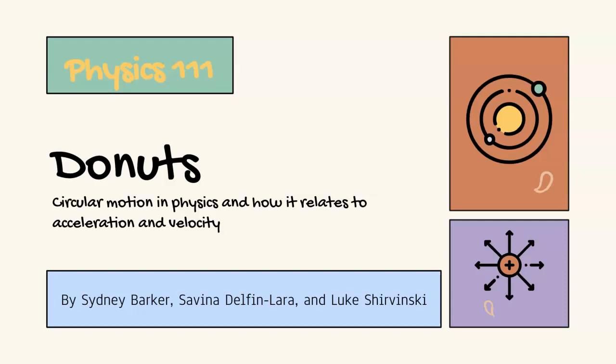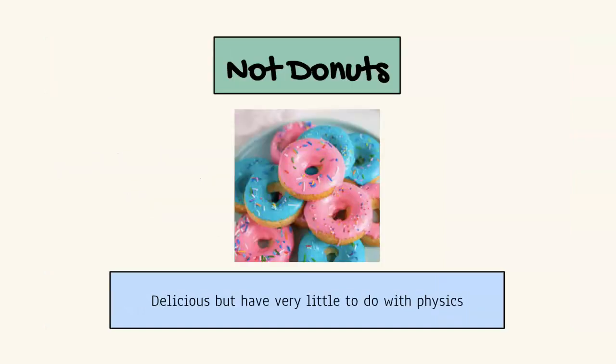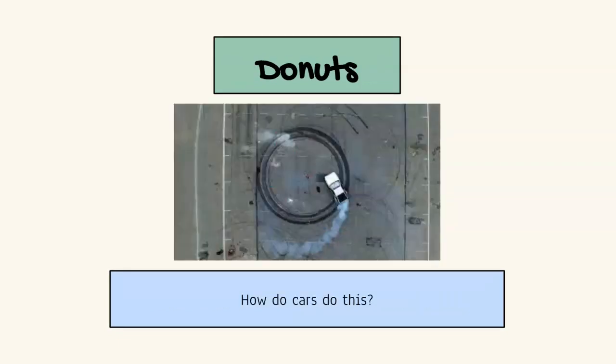Donuts. Circular motion in physics and how it relates to acceleration and velocity. But we're not talking about these donuts. They're very delicious, but they have very little to do with physics. We're talking about these donuts. So how do cars do this?